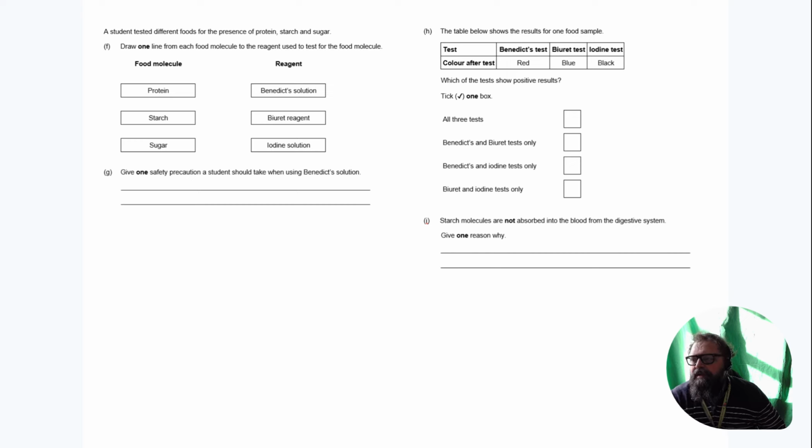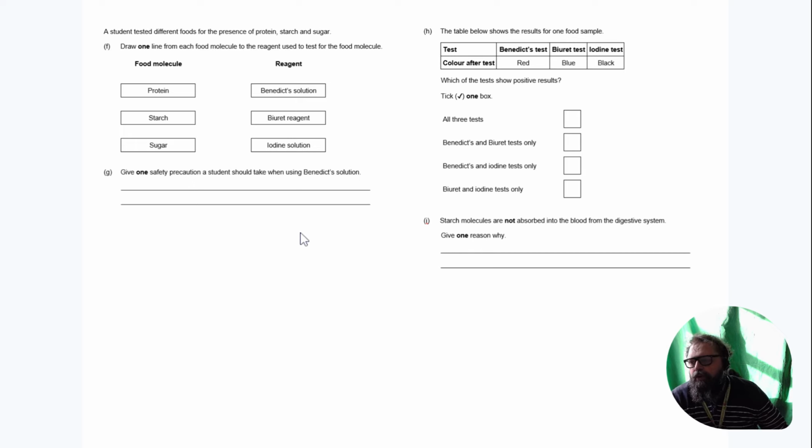A safety precaution with Benedict's, if you were using any of these chemicals, you would wear goggles. So if you're ever unsure about safety precautions, wearing goggles is pretty much always right. So let's stick to that.